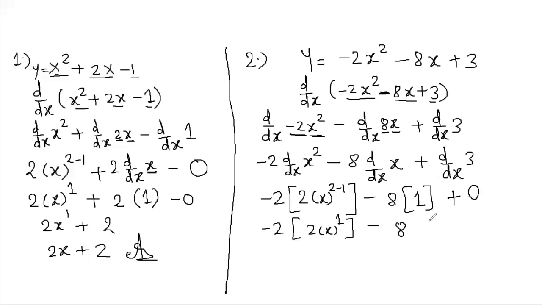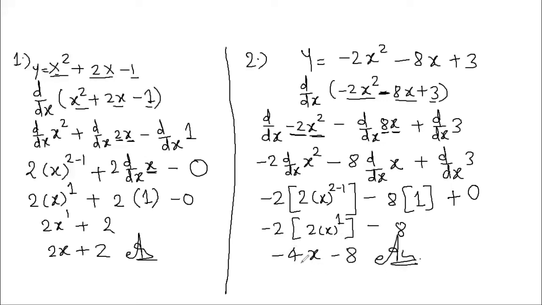Because when you are adding 0 to something or taking it away, it doesn't matter. This is negative 2, this is 2. 2 times 2 is, I think, negative 4, because the sign here is negative, so negative and positive makes negative. So 2 times 2 is 4 with a negative sign, and x to the power 1, no need to mention it, and negative 8. And that is going to be your answer.